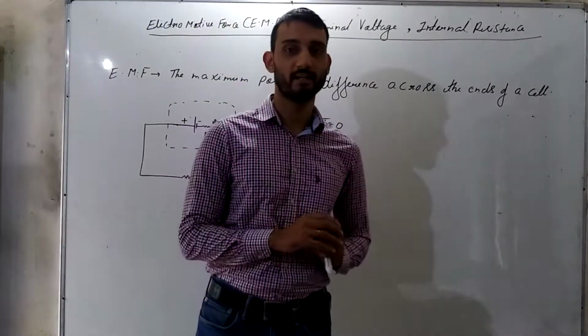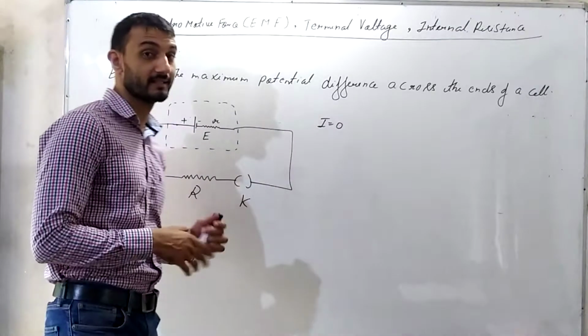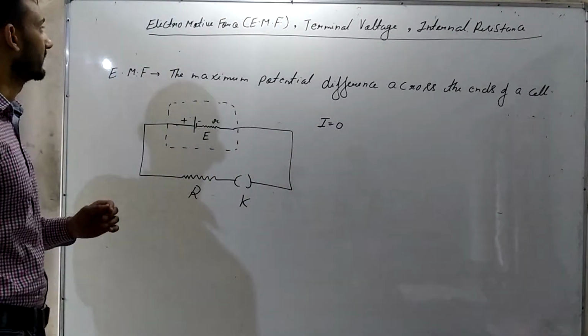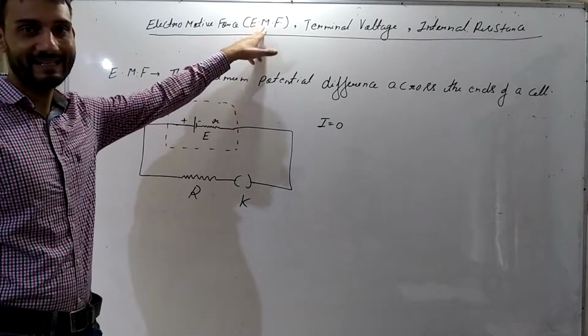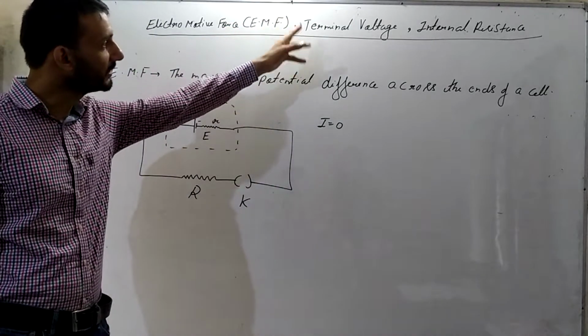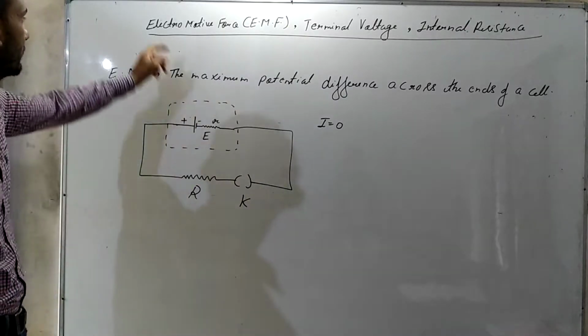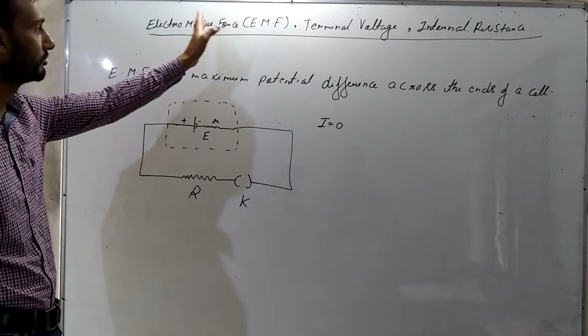Today we'll do another topic of chapter 8, current electricity. The name of the topic is electromotive force, in short EMF, terminal voltage and internal resistance. So let us first understand this electromotive force.